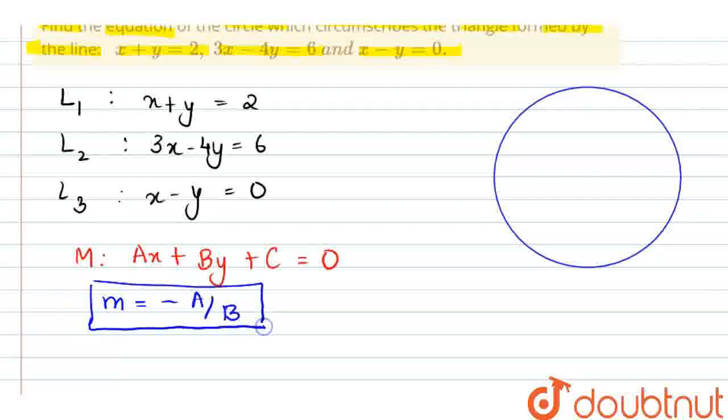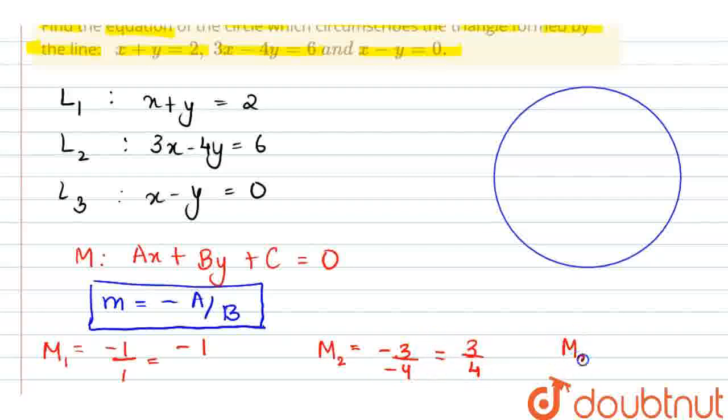So this is the calculation of slope. We'll calculate m1, which is the slope of line L1, equal to minus a by b. A is the coefficient of x, so minus 1 by 1, which is equal to minus 1. Then m2, the slope of line L2, is minus a by b. Here a is 3 and b is minus 4, so minus 3 by minus 4, which is equal to 3 by 4.